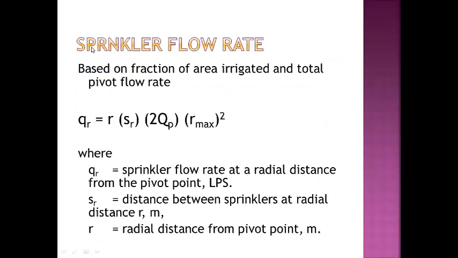And so the sprinkler flow rate is calculated according to this equation, where a sprinkler at distance r from the center has spacing s between sprinklers at that location. It's this radius distance from the center of the pivot. This is the flow rate of the entire pivot, and then this should be divided by R max squared. R max is the total length of the pivot.